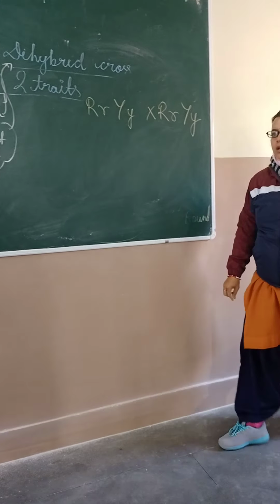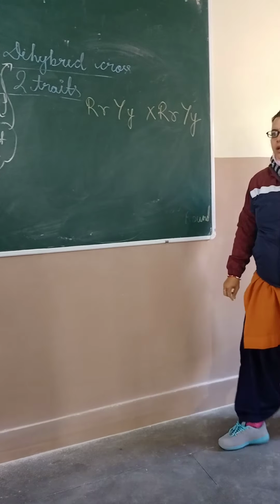And now come to the next row. Leave the first one. When this gamete crosses with all these four, what will come here? Capital R, small r, then capital Y, capital Y. Okay. In the second box, what will come? Small r, loudly, small r, small r, then capital Y, capital Y. In the third box, capital R, small r, then capital Y, small y. And in this box, small r, capital Y, small y.